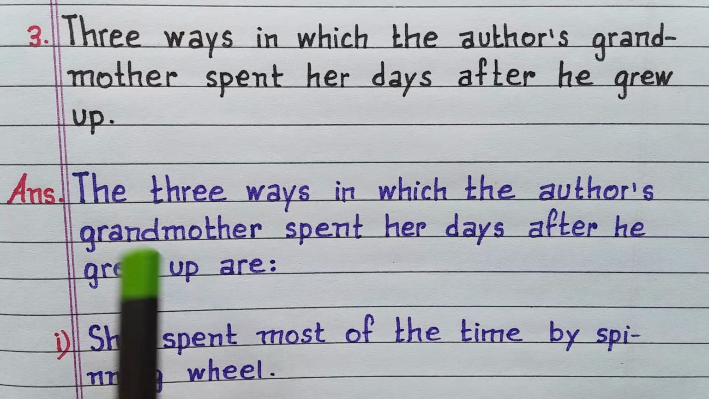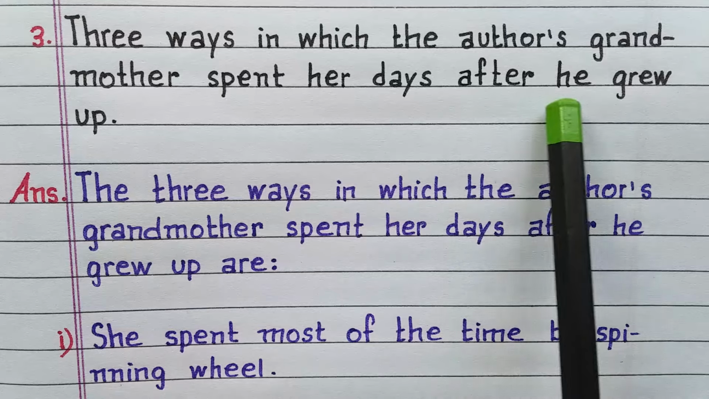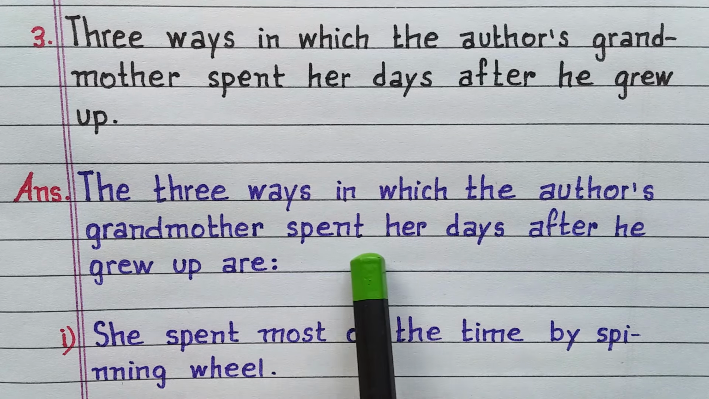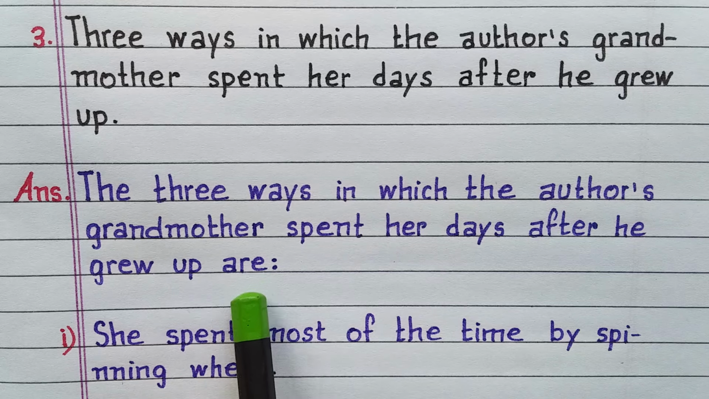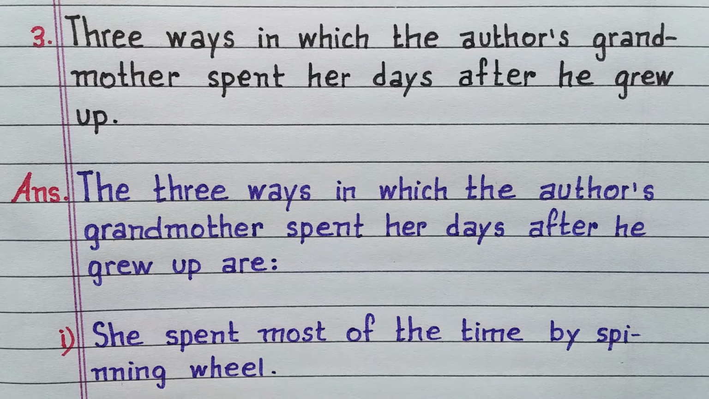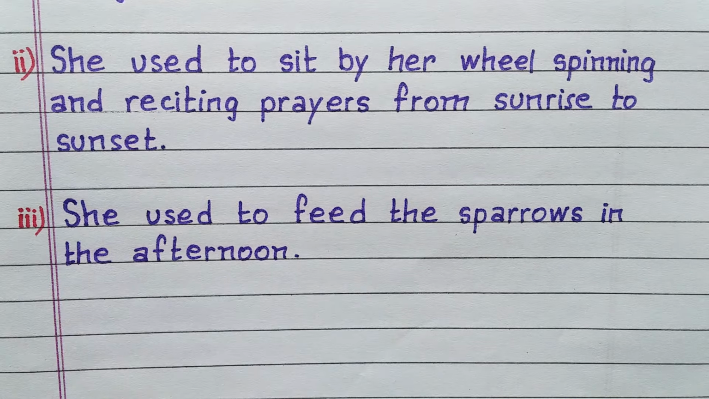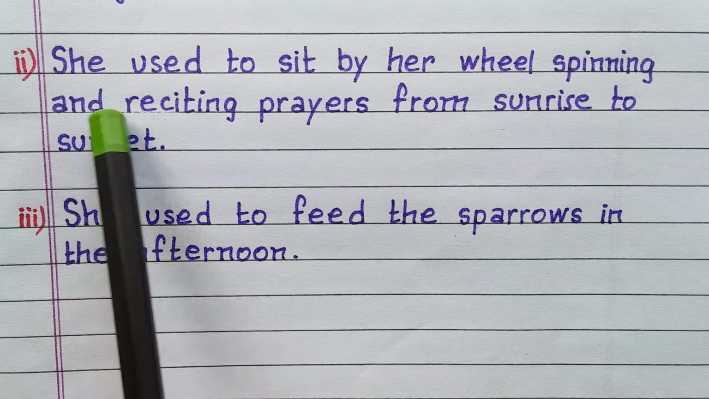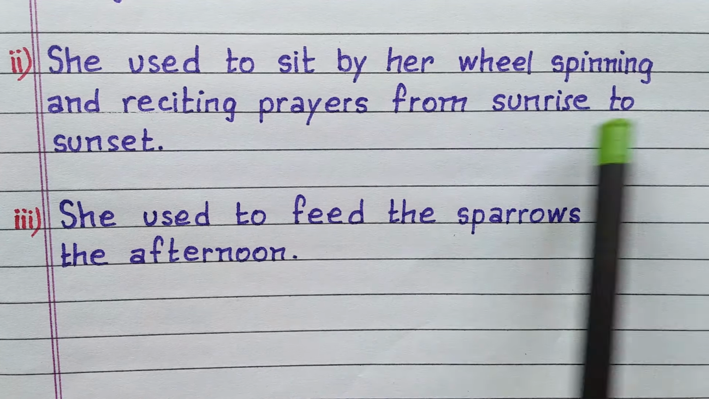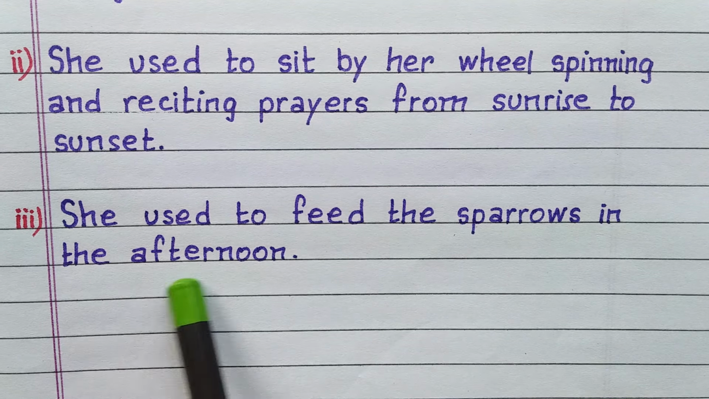Question number three. Mention three ways in which the author's grandmother spent her days after he grew up. Answer: the three ways in which the author's grandmother spent her days after he grew up are: number one, she spent most of the time by the spinning wheel. Number two, she used to sit by her wheel spinning and reciting prayers from sunrise to sunset. Number three, she used to feed the sparrows in the afternoon.